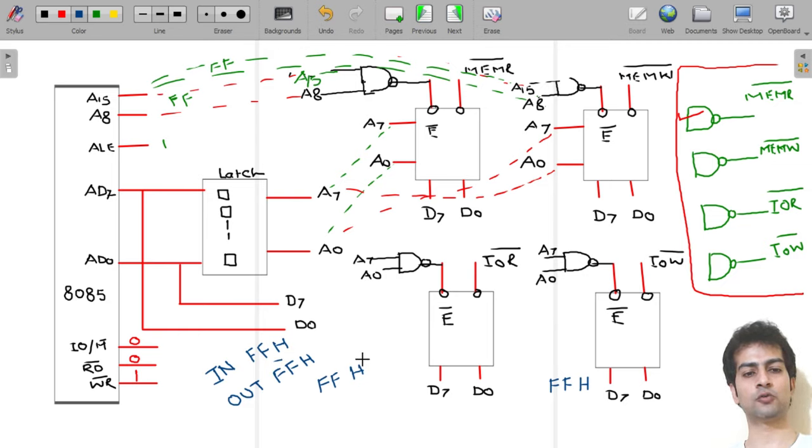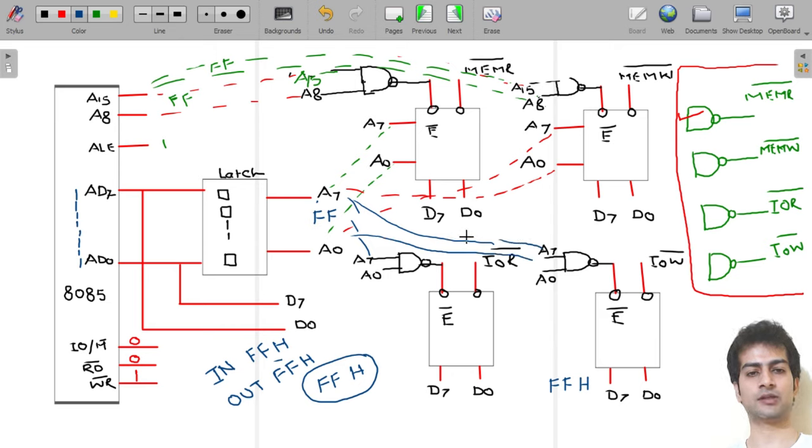So the microprocessor wants to communicate with location FFH. It is having only 8 bits, so this FF will come here. Now ALE will be energized. This A7 to A0 is connected with this also, and this A7 to A0 is connected with this one also.